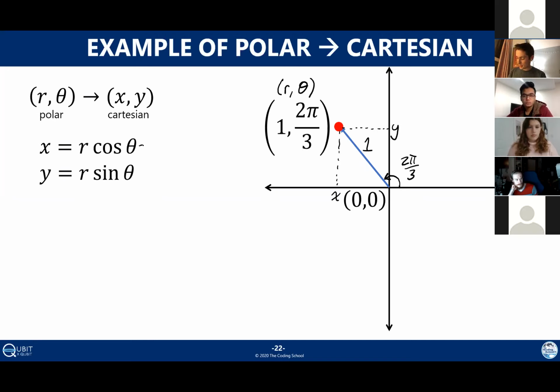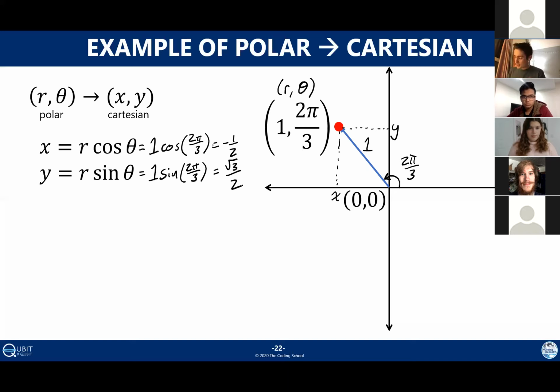So I'll go ahead and plug in our numbers. We have 1 times the cosine of 2 pi over 3. And for y, we have 1 times the sine of 2 pi over 3. Go ahead and plug this into your calculator, and you will get -1 over 2 and √3 over 2.